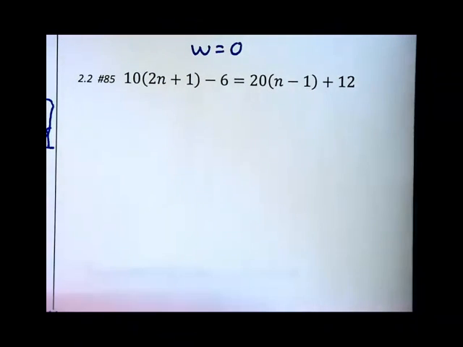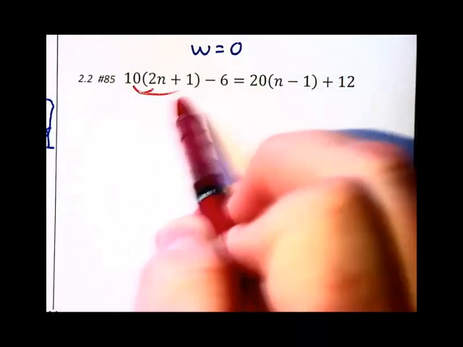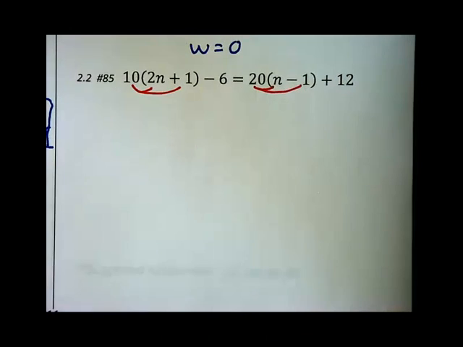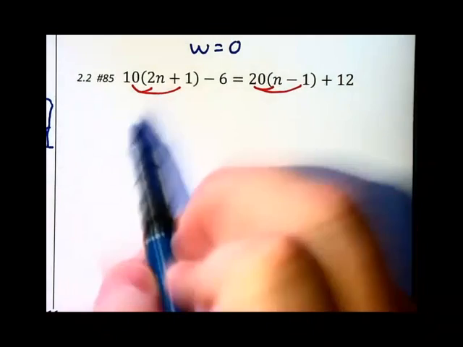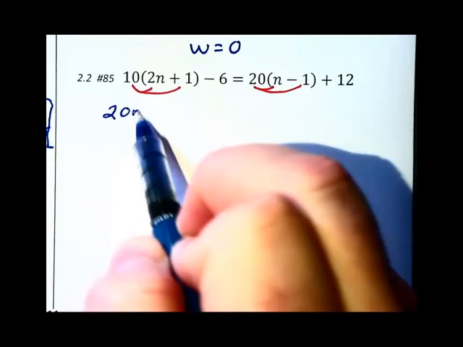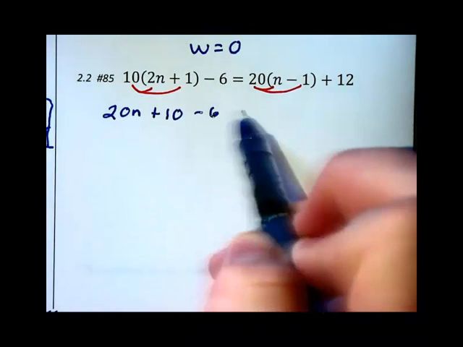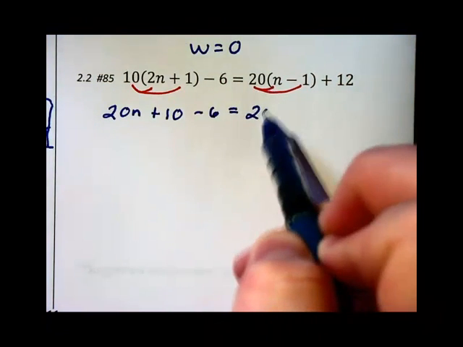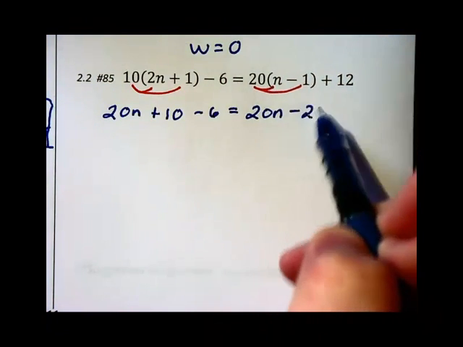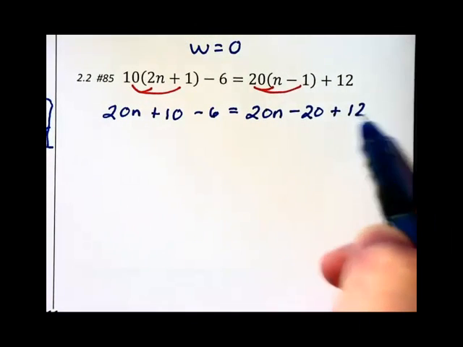Again, let's do the distribution to get rid of the parentheses. There's some distribution on each side there. 10 times 2n is 20n. 10 times 1 is plus 10. Bring down the minus 6, equals 20n minus 20 plus 12.